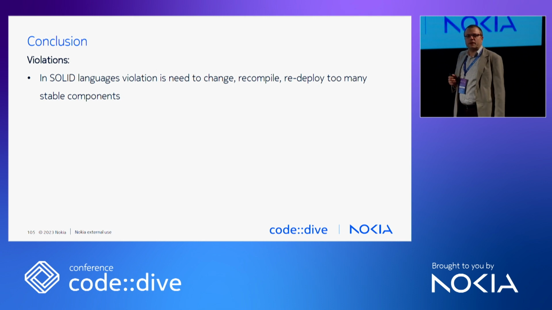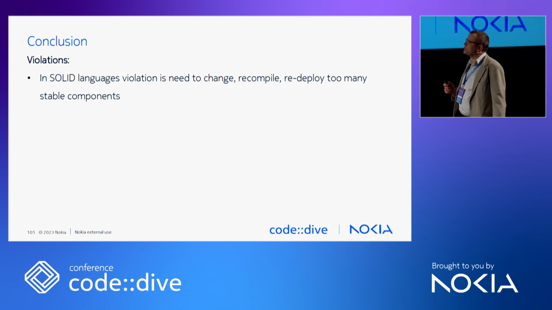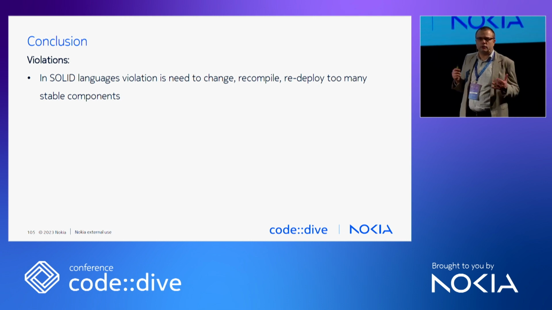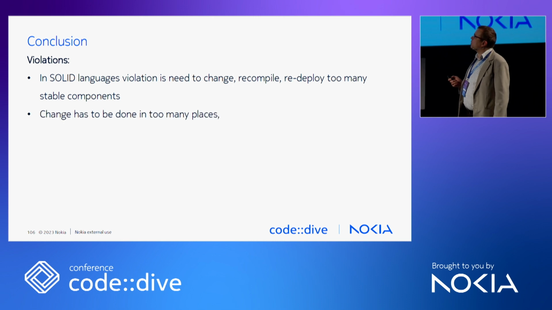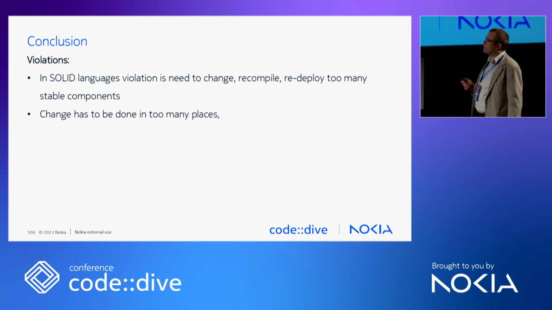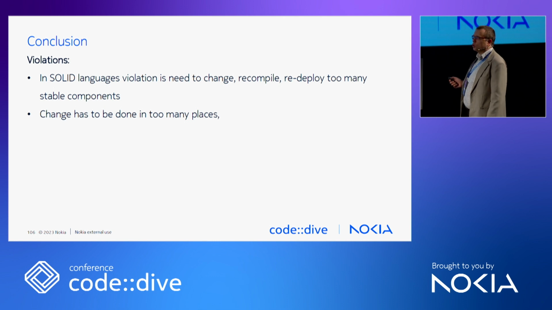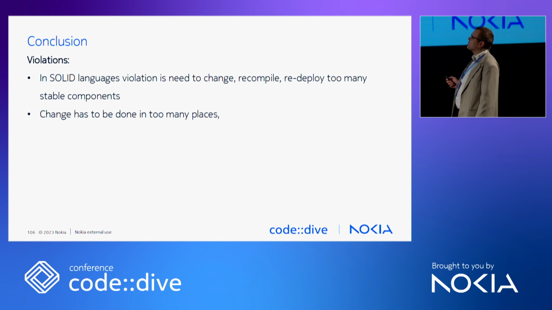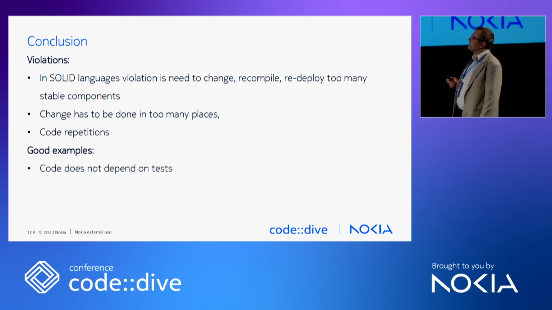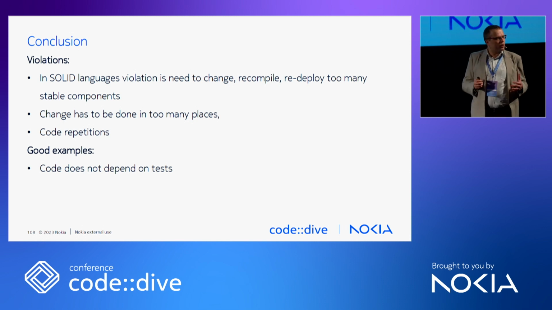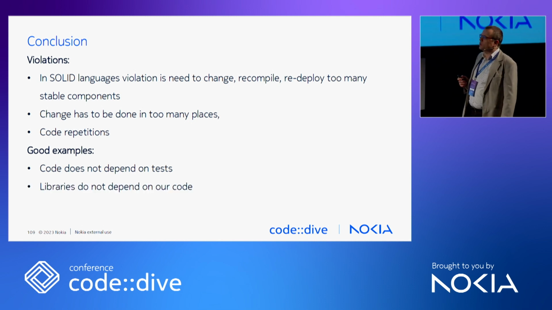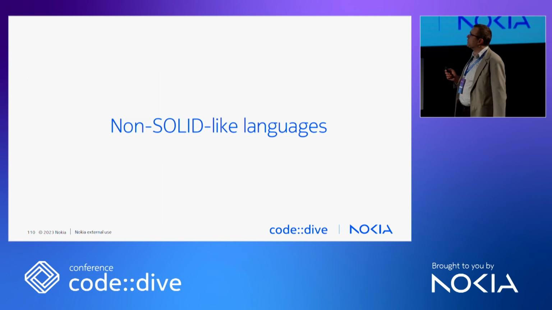If we violate the dependency inversion principle in solid-like languages, this will be a real disaster. Many people will be angry because they will not be able to compile, to deploy. And this is not the case in non-solid-like languages. However, our code becomes difficult to change, and it will have to be changed in many places at the same time. We'll have many code repetitions, and examples where we will not violate this principle is that hopefully we are not going to import anything from our tests, and our libraries will never import anything from us.